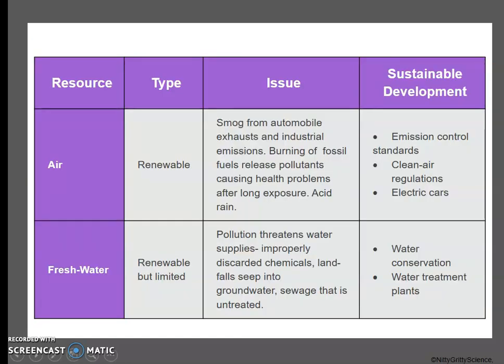Okay, here are our last two resources: air, which is renewable, but we are causing a lot of air pollution. So smog from automobile exhausts and industrial emissions are causing pollution. Burning fossil fuels releases pollutants, which can cause health problems after long exposure and can cause acid rain. So the particles that we're putting into the air mix with water and they create an acidic solution.